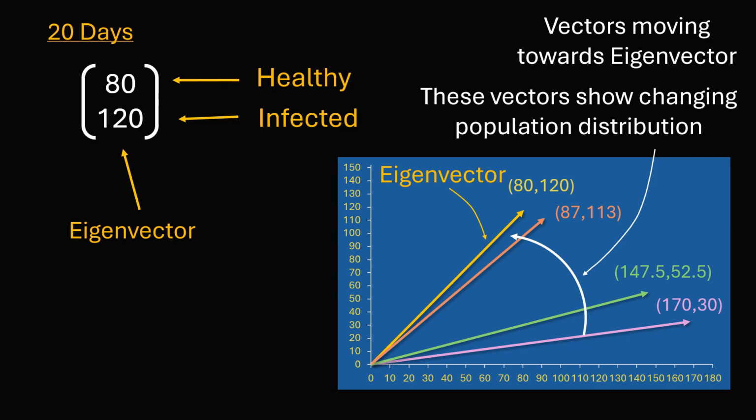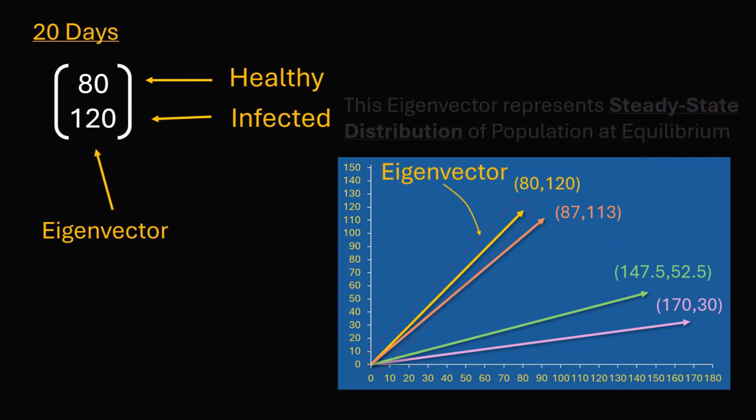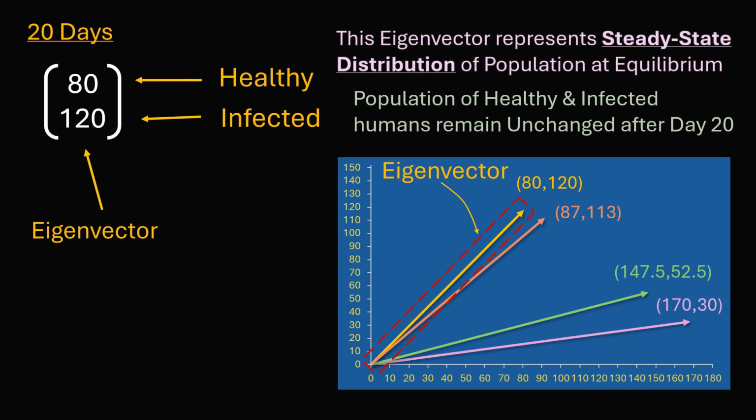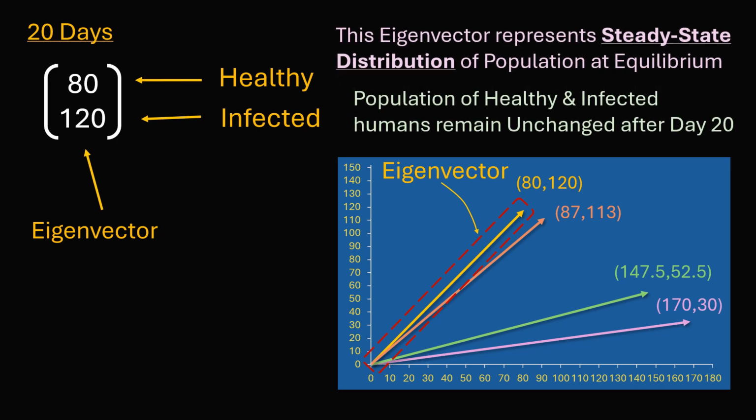And once the equilibrium state is reached, the vector will stop rotating. And the vector at the equilibrium state will be the eigenvector. Because there is no more change in the population distribution after that, as long as the system conditions remain the same. System conditions in this case will be rate of infection and rate of recovery, and no outside influence, such as no people leaving the community or no people entering the community. So just to reinforce the point about the eigenvectors, they represent steady state population distribution at equilibrium.